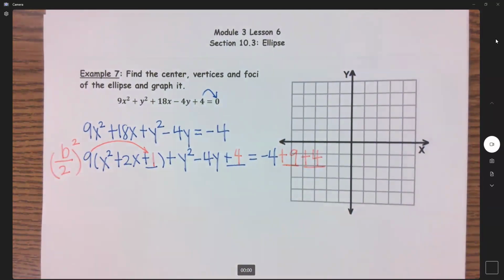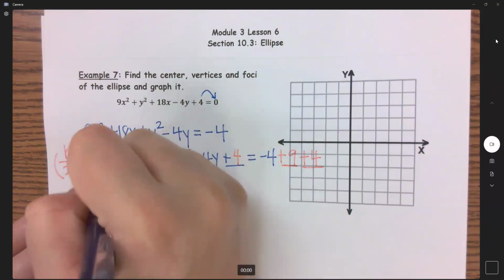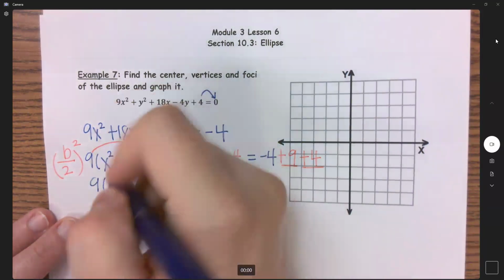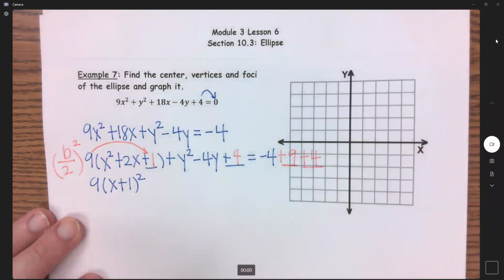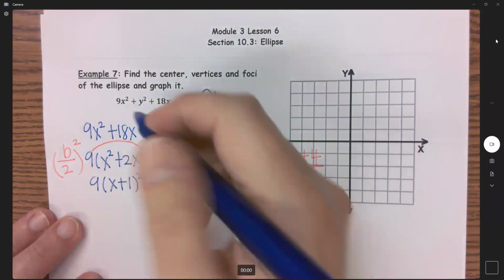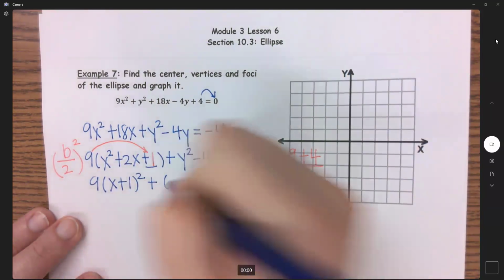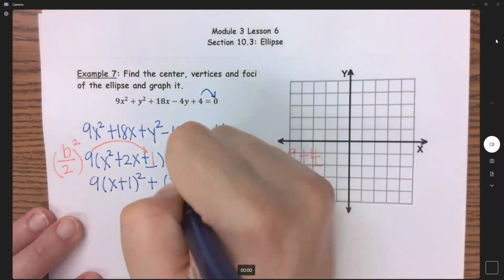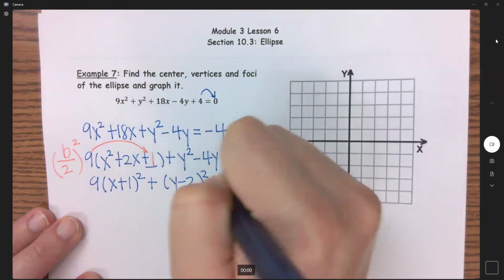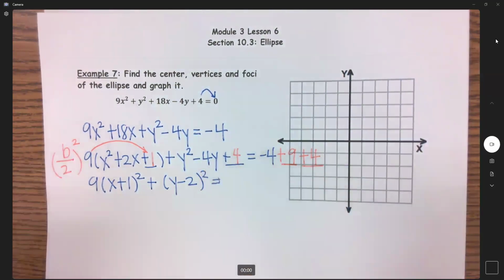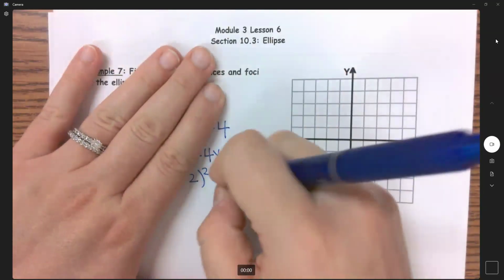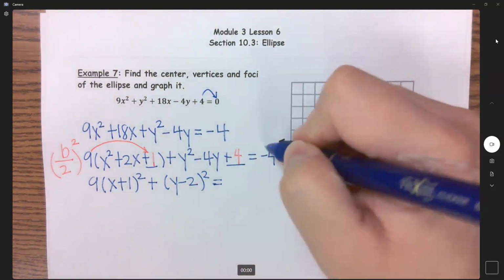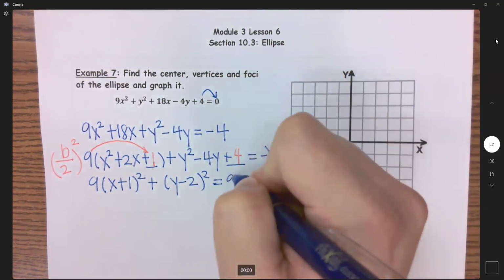Okay, but let's factor this. We've got 9 times what multiplies to 1 but adds up to 2. That's 1 and 1. So x plus 1 squared, or that's the same as 2 over 2, plus what multiplies to 4 but adds up to -4, and that's -2 and -2. So we have y minus 2 squared, which was -4 divided by 2. And that's going to equal -4 and 4 cancel. This equals 9.